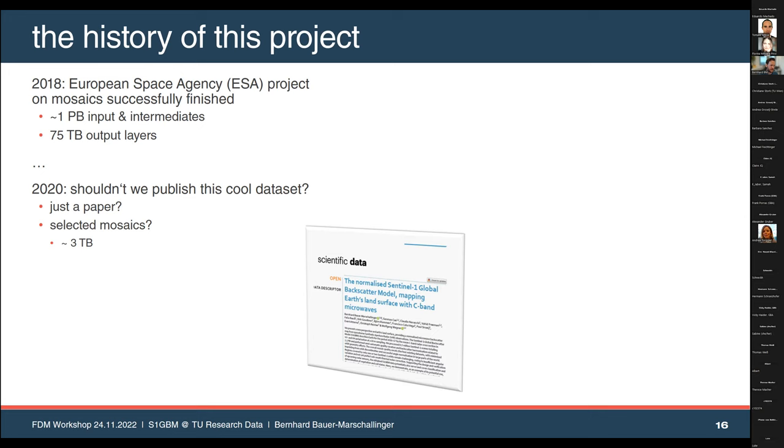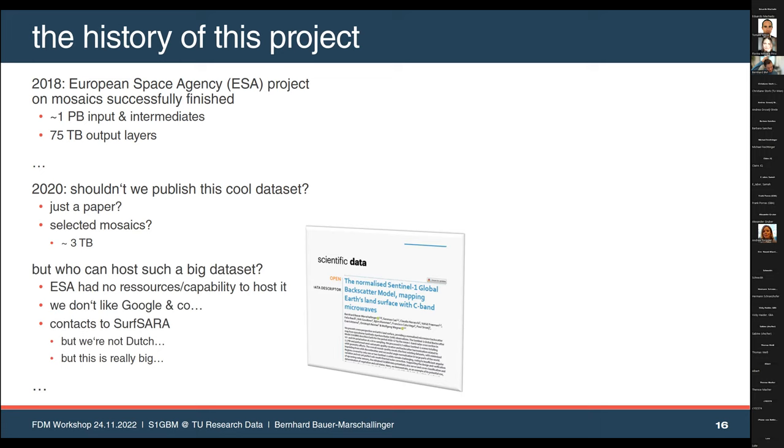And then we had some thoughts, where can this be published? ESA, the funder itself, had no resources or capability to host it. Then we pretty soon figured out that with Google and the others, we really don't like to host our data. We had some contacts with a Dutch company called SurfSara, which were really supportive. But then in the process, it came out that we are not Dutch, so this might be a problem. And the dataset was really big. So this somehow was a dead end for us.